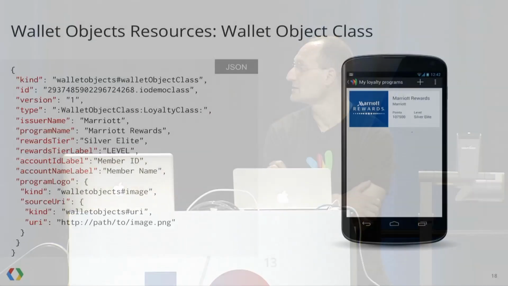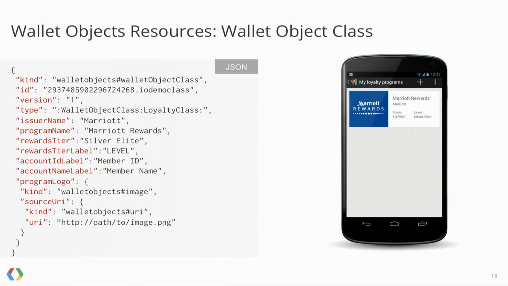You see in front of us some JSON for a particular class. The wallet object class is defining the shared data for a single program, which is going to have many cards in it. The wallet object class is defining some of the shared data, like, for example, here we see the issuer name, the program name Marriott Rewards, the rewards tier. There presumably would be a class per rewards tier so that there could be a little bit different look and feel for the different tiers. And it also maps to the specific look and feel that's going to show up on the device.